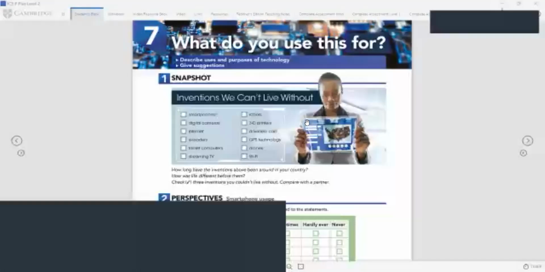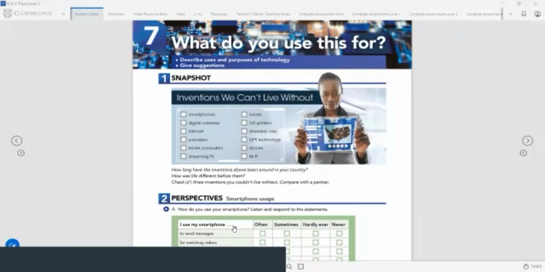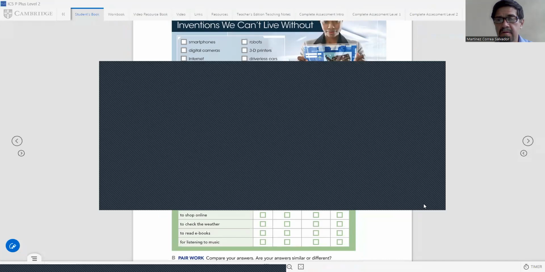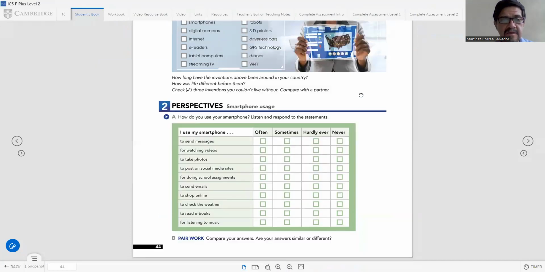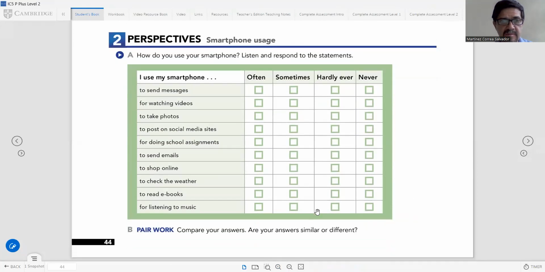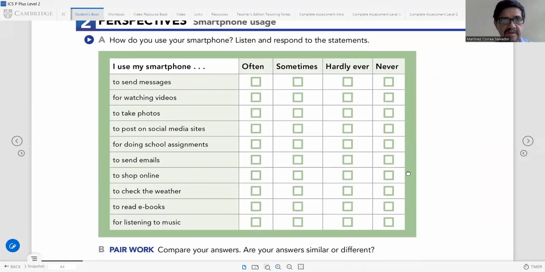Last class, we started unit number 7, and we were talking about the different uses of the smartphone. Remember? We were checking this information about the different uses of the smartphone.